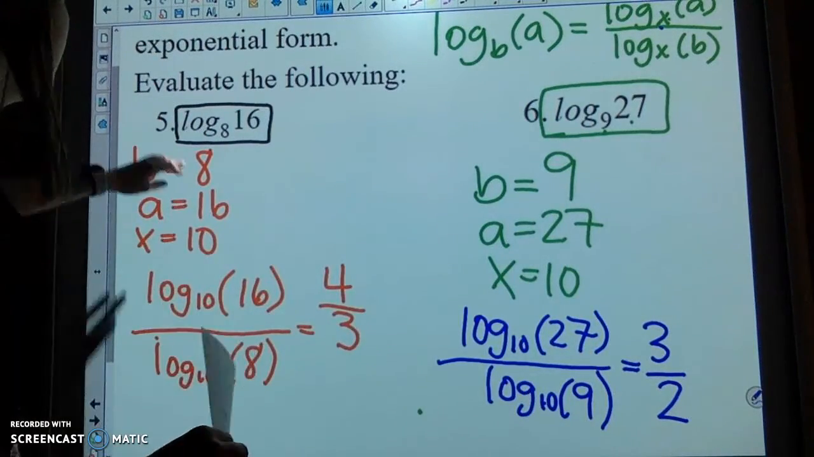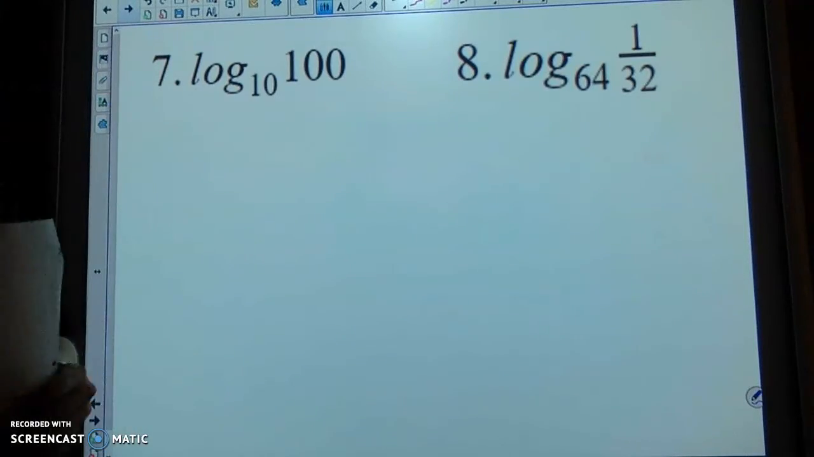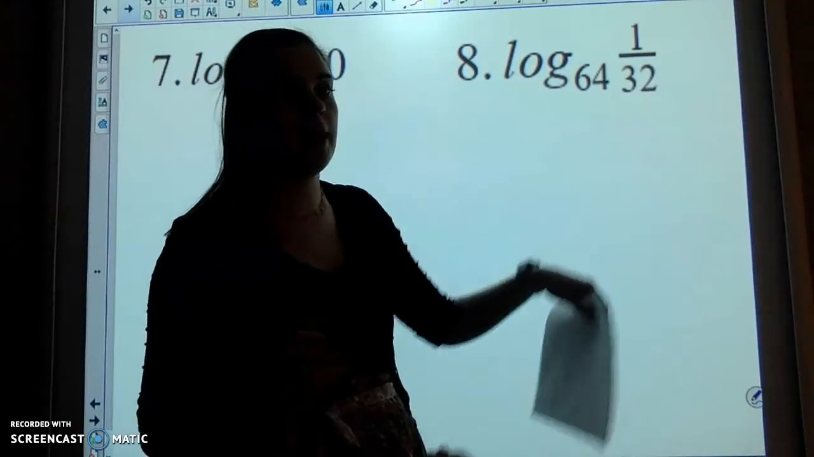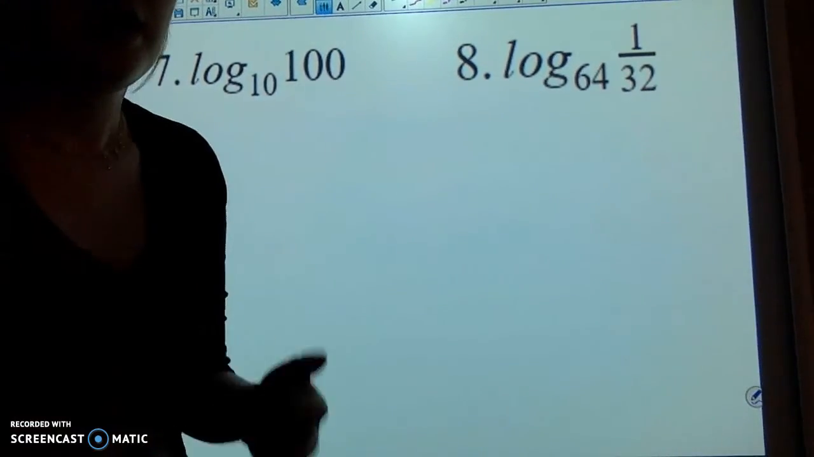Okay, so you guys are going to have to do 7 and 8 on your own following that same process. This one might look complicated, but again, it's not complicated. Just make sure your variable is appropriate.